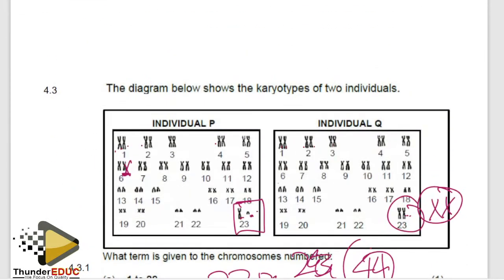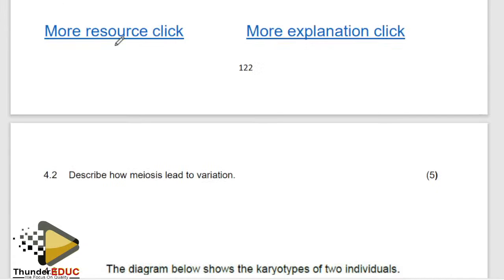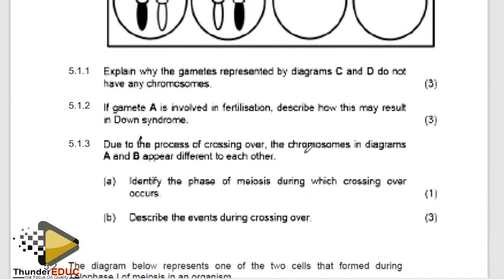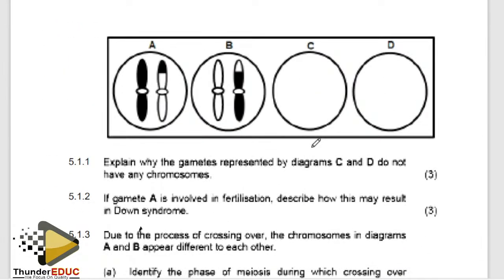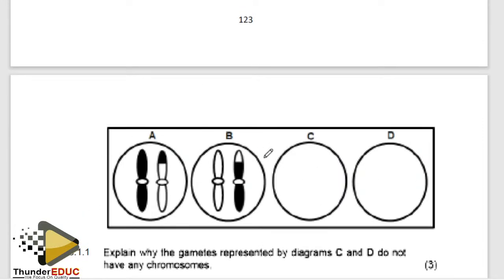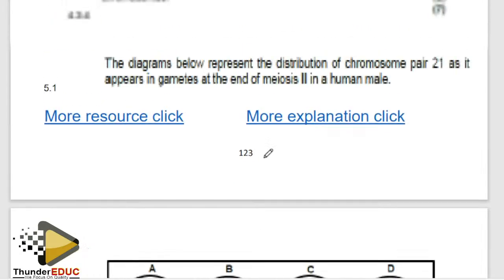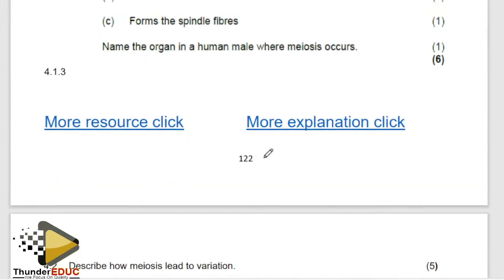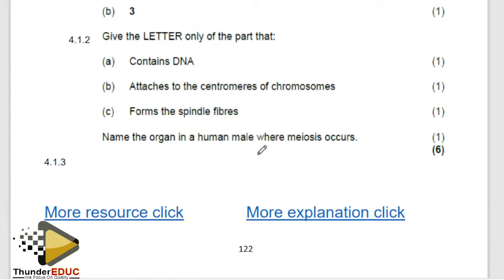Number 3, non-disjunction. You see this? This is a non-disjunction question. When they ask you which phase it is, it is anaphase. It could be anaphase 1 or anaphase 2, but looking at the diagram, you can identify which one. Describe Down syndrome. How does non-disjunction lead to Down syndrome? Guys, you just talk about what is extra.